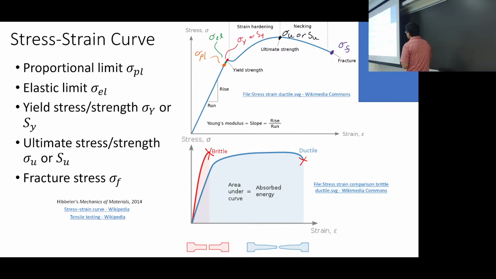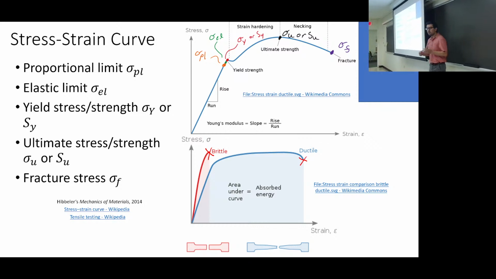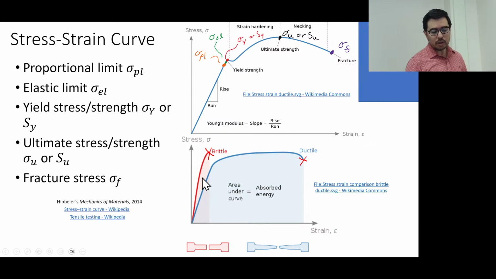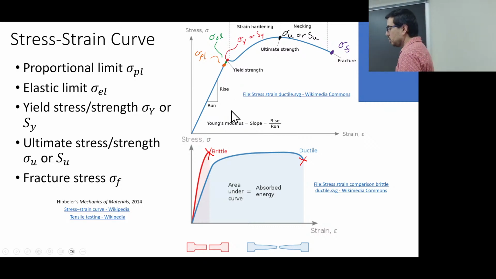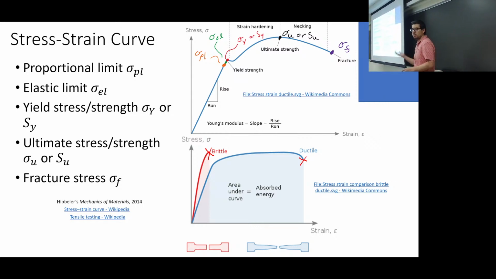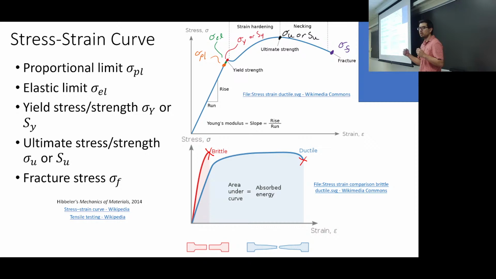So the material, and we'll talk about this, since the behavior in these regimes, if you're below the proportional limit or below the elastic limit, you're going to be able to go back and forth. Like you can load it, unload it, load it, unload it, and it should return back to its original state. But once you go beyond that, that's when you hit plasticity.